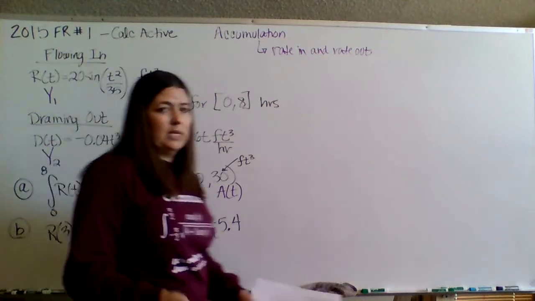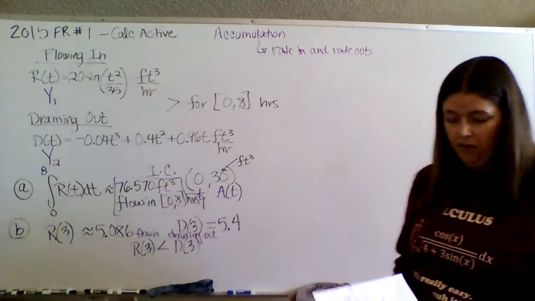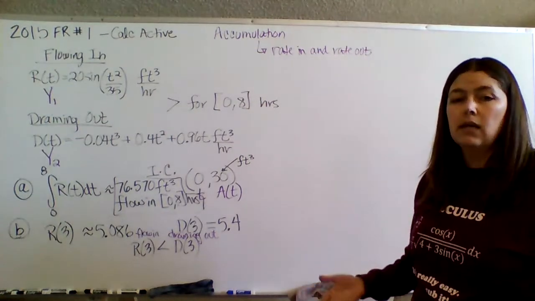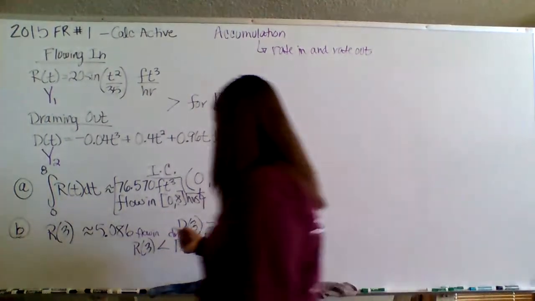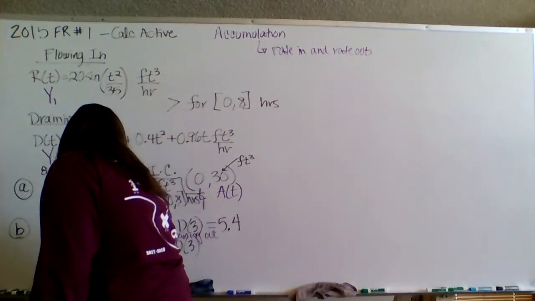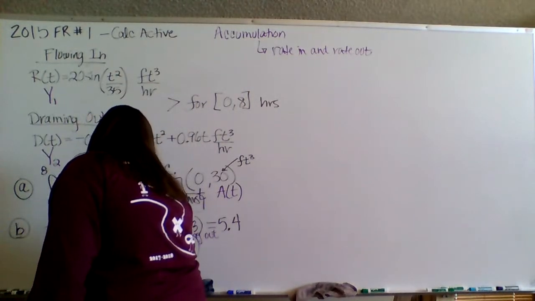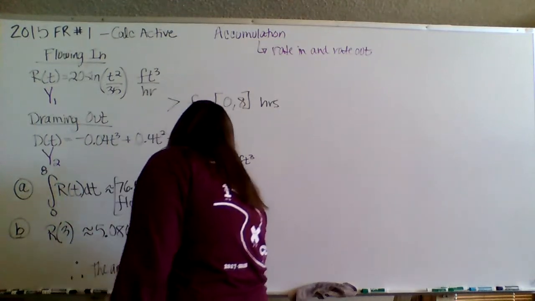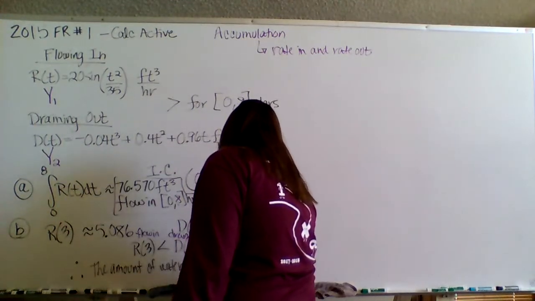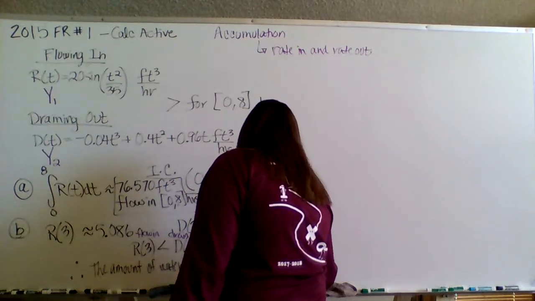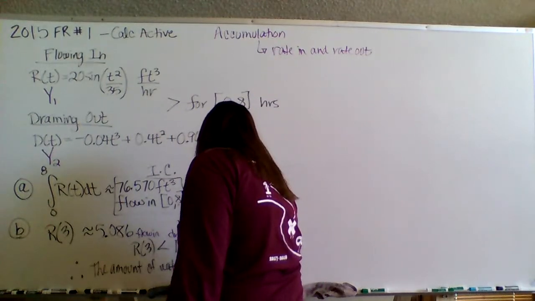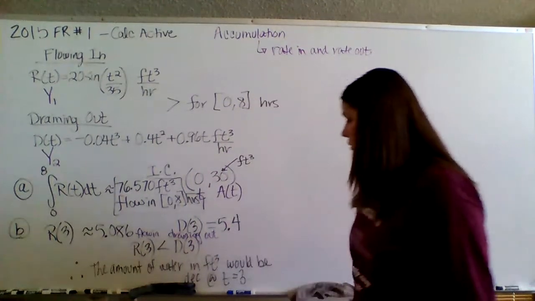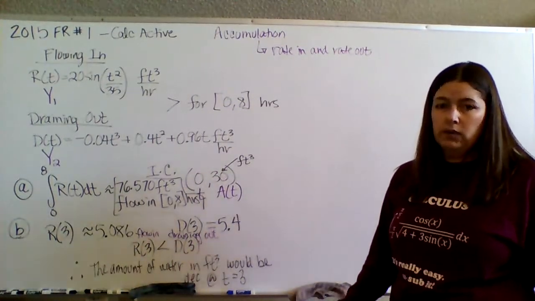So if our stuff flowing in was smaller than our stuff draining out, then wouldn't the amount of water be decreasing at this particular time? So therefore, the amount of water in cubic feet would be decreasing at time t equals 3. I do have to restate the time because that's not what's happening all the time.